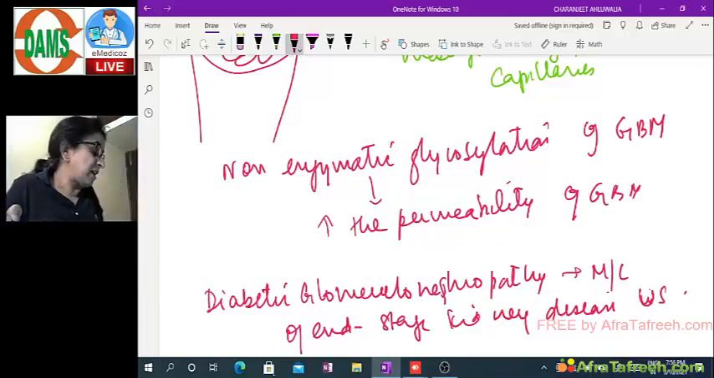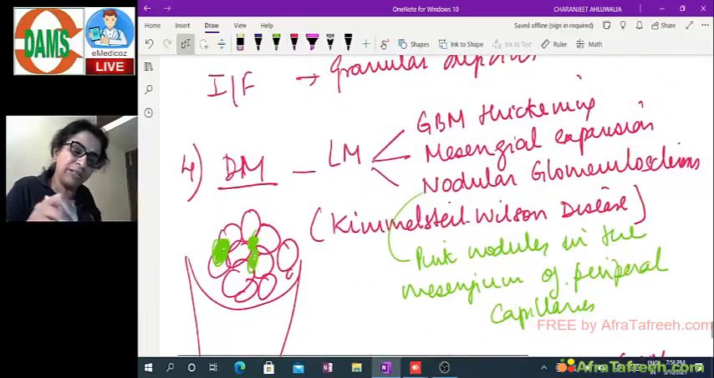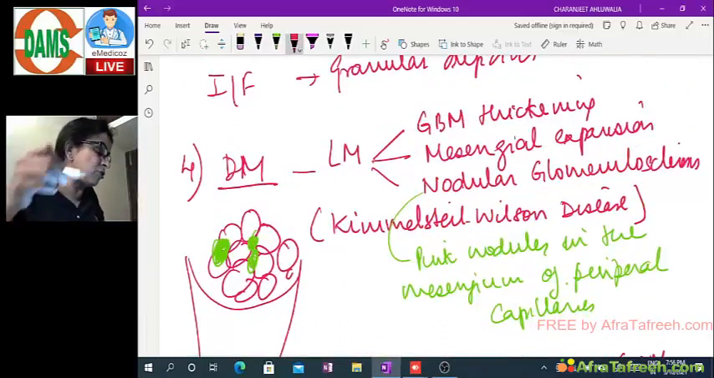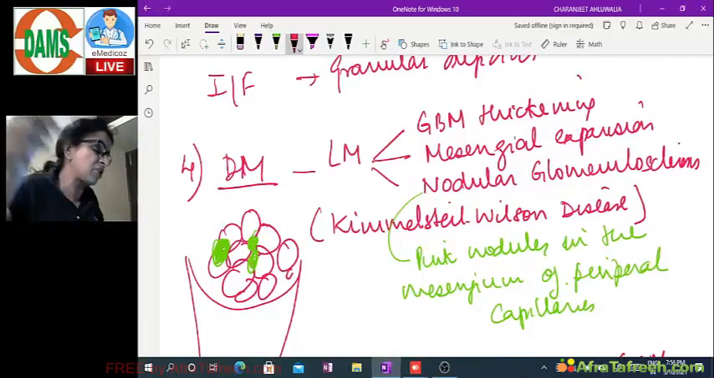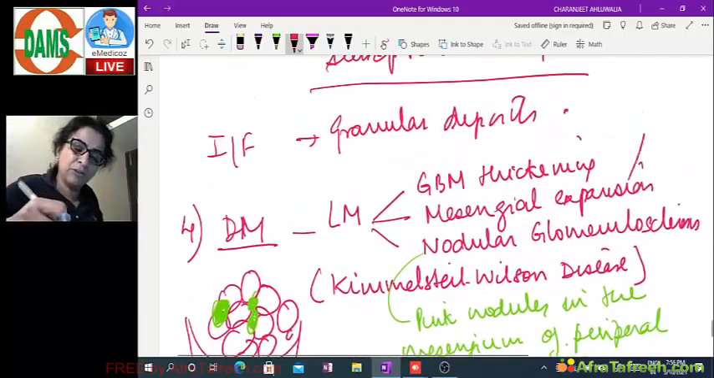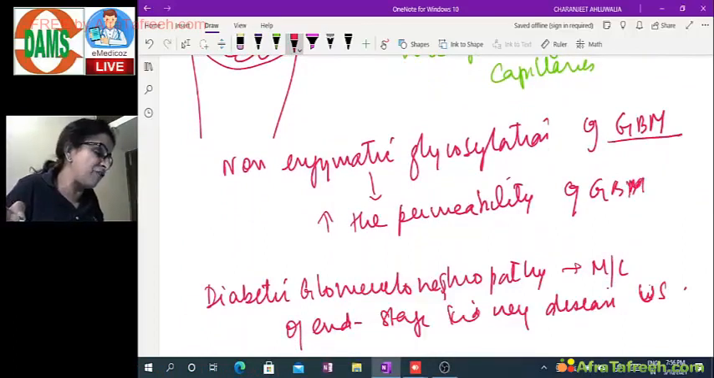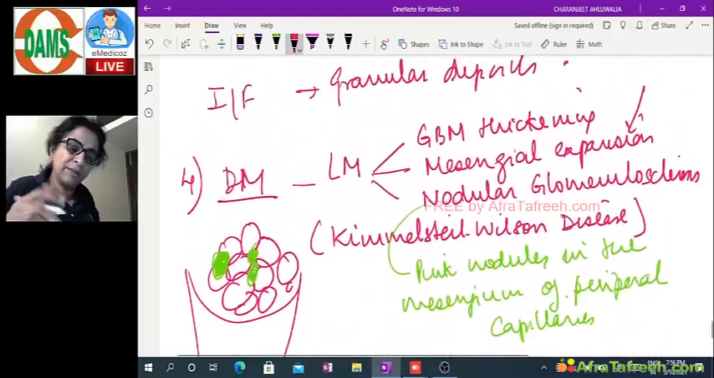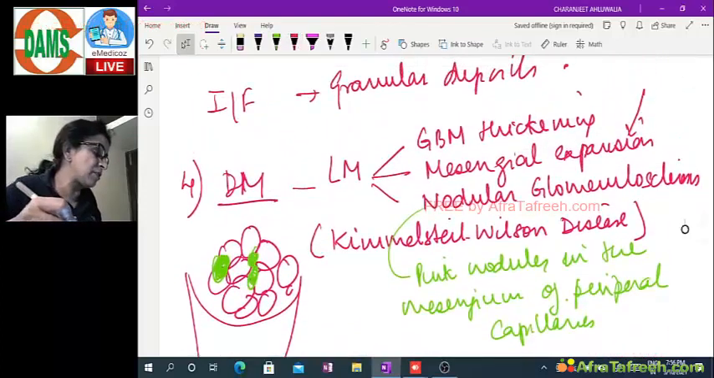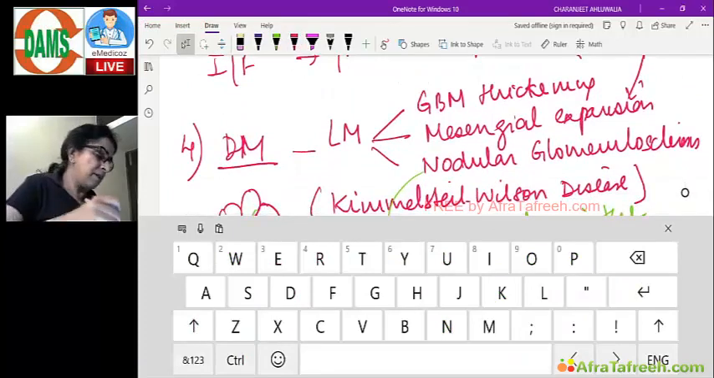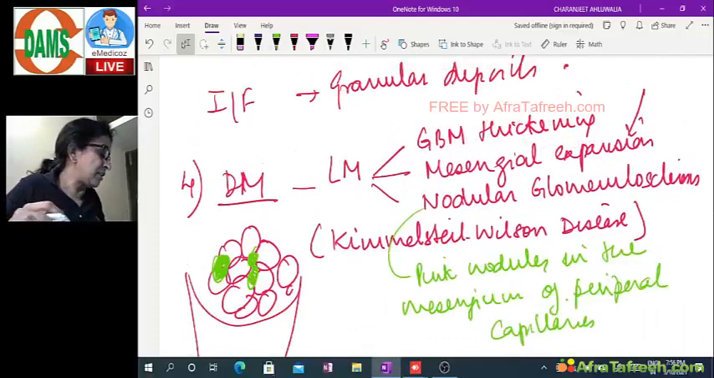Now, mesangial expansion also occurs. Again, why is there mesangial expansion? Mesangial expansion is also due to non-enzymatic glycosylation of efferent arterioles, just as non-enzymatic glycosylation of GBM causes GBM thickening. Non-enzymatic glycosylation of efferent arterioles causes the GFR to increase, and that will cause the mesangial expansion.